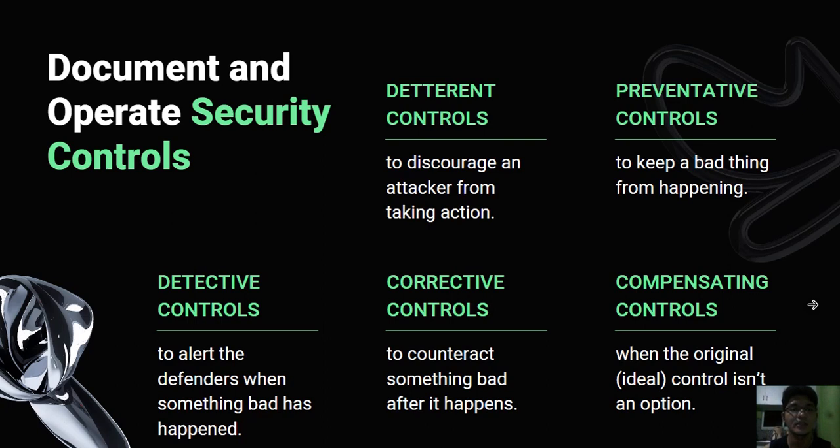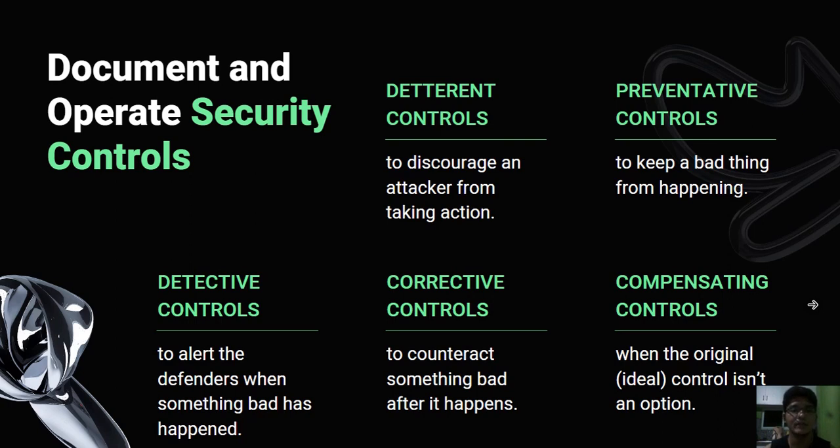Third is detective controls, to alert the defenders when something bad has happened. Logging and monitoring systems are perfect examples of detective controls. When an attacker attempts to log in with a bad password, a logging and monitoring system can record that action and notify a security administrator about that activity.